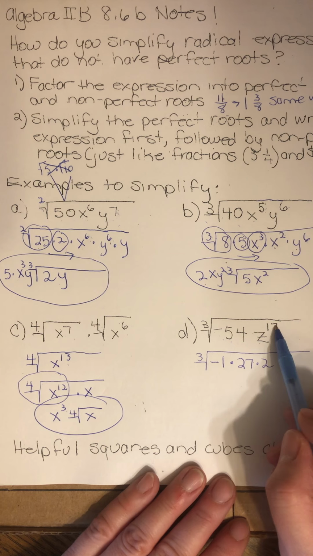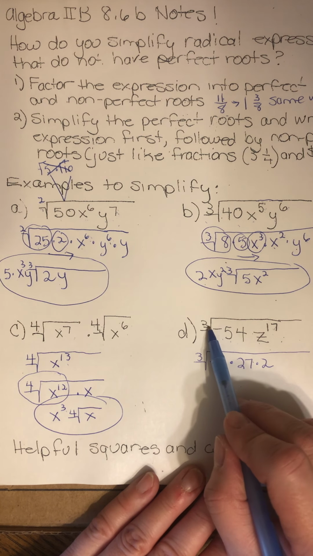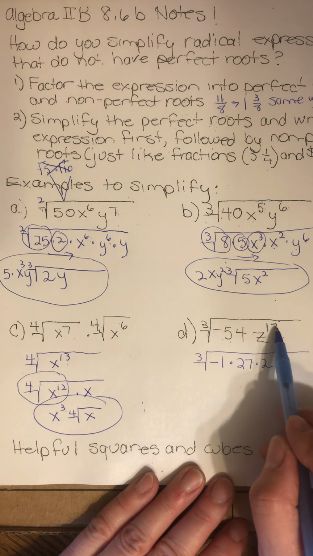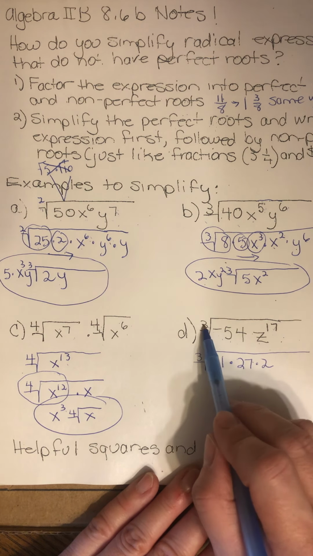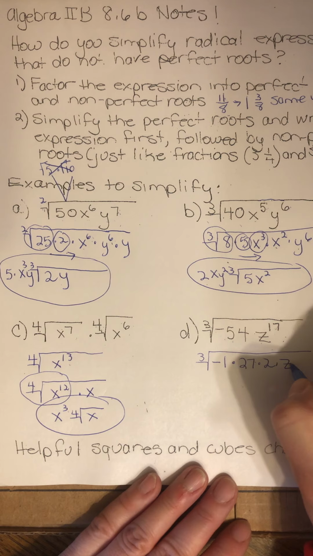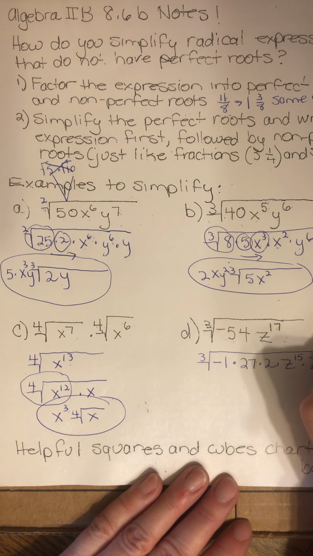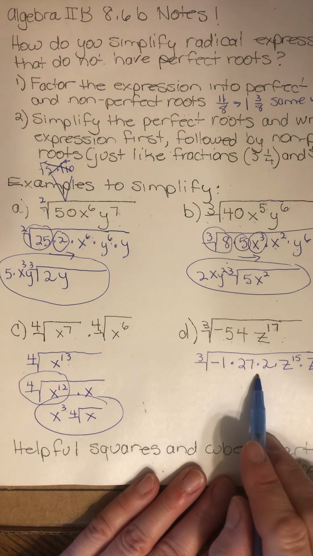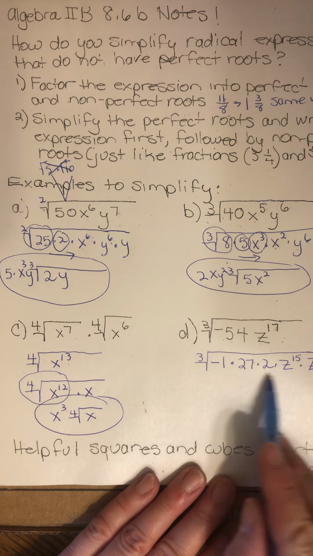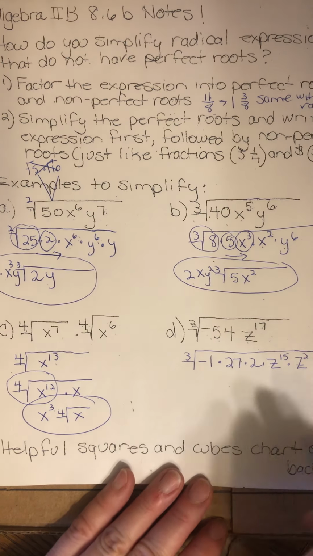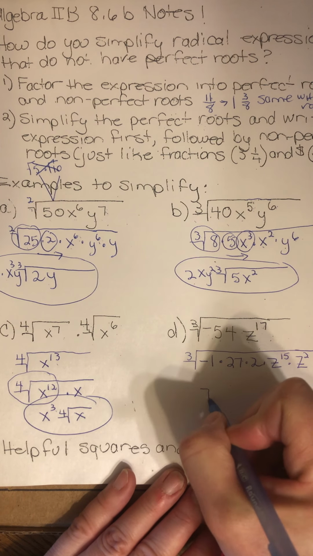Z to the 17th, 17 divided by 3 isn't perfect. Let's count down. 16 divided by 3 is not perfect. 15 divided by 3 is. I'm going to write that as z to the 15th. I am missing 2 z's. Notice my expression I wrote is the same as above, but I split it up into perfect cubes. Let's go ahead and run it through.